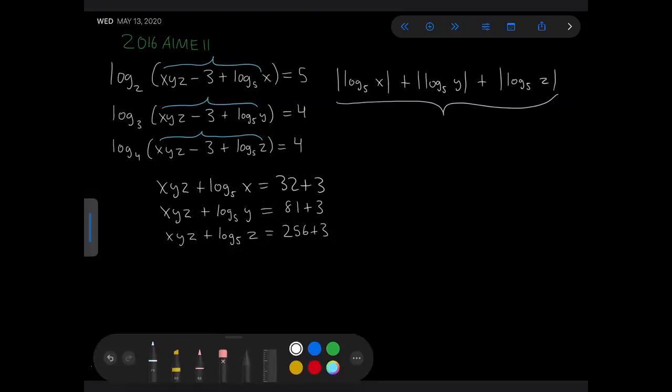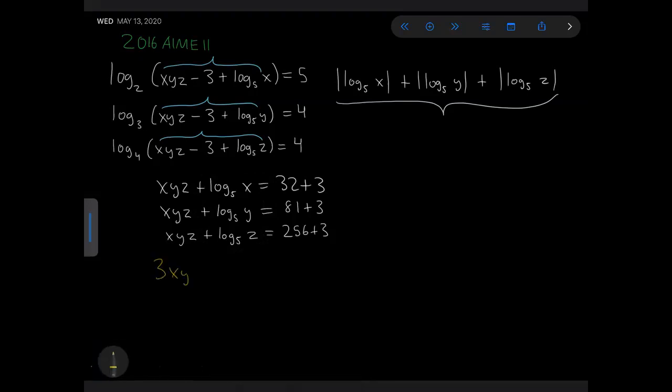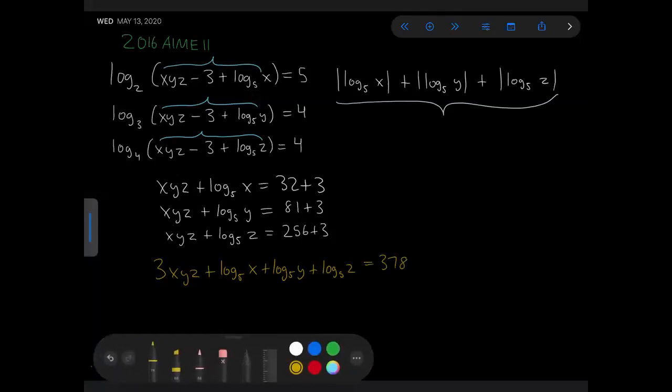Use a different color for this one too. 3xyz plus log 5x plus log 5y plus log 5z. And when you add all of these up, you're going to get 378. Gonna move that to the left a bit.